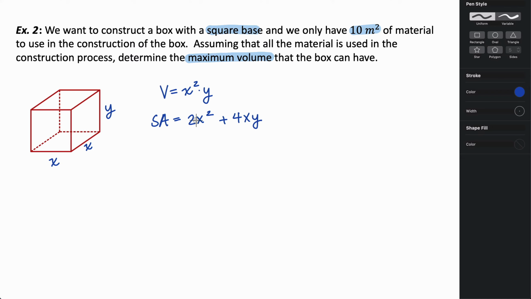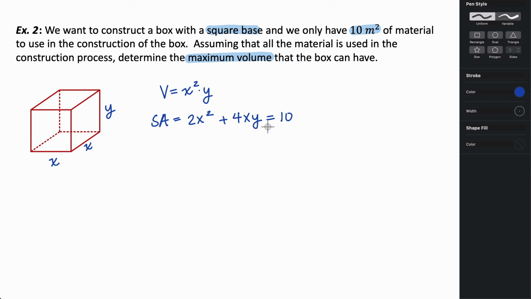Now in this situation, we know that the surface area is 10 square meters. We're trying to maximize the volume. So we want to maximize this. So we need to try and use the surface area equation to get rid of one of our variables here. So let's go ahead and set this equal to 10. Because it's a y that's by itself here, I think we probably want to try and isolate y. Also because the y only occurs once, I think it's going to be easier to isolate y in this situation.